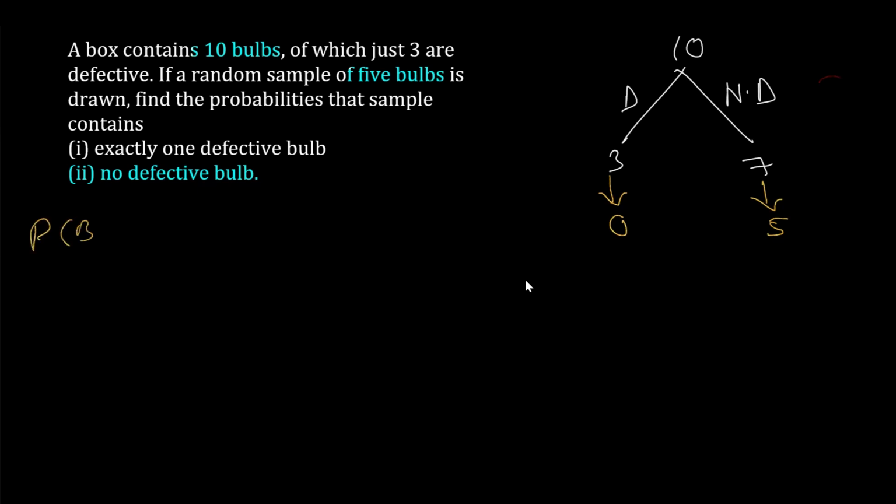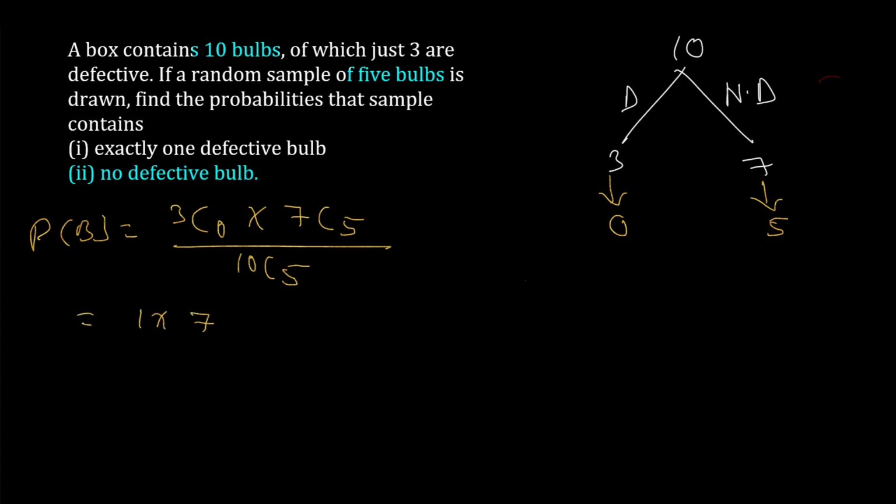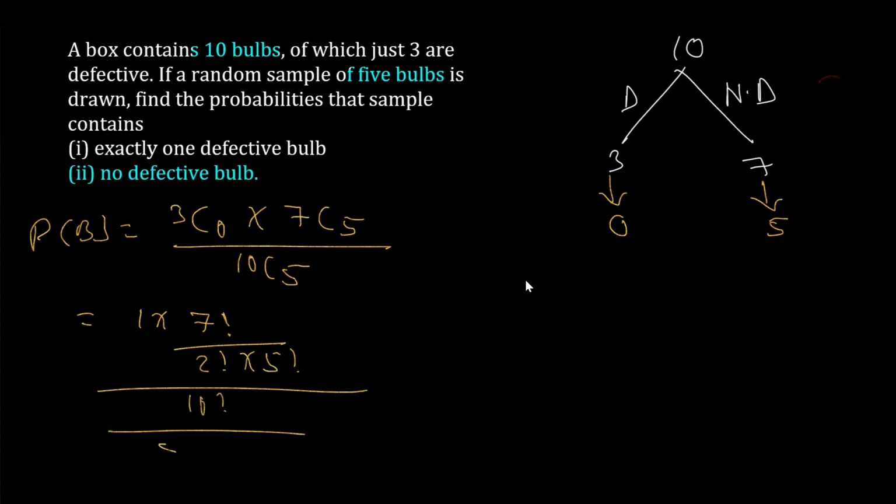So the required probability, let's say if I take PB, then we can say that from 3 defective bulbs, none of them are taken out, and then we put a multiply sign. From 7 non-defective bulbs, 5 are drawn, and the total ways of taking out 5 bulbs from 10 bulbs remains this only. So this is 3C0 is 1 only, and 7C5, which I'm simplifying. 7 factorial over 7 minus 5, that is 2 factorial into 5 factorial. That whole divided by 10 factorial over 10 minus 5, that is 5 factorial into 5 factorial.